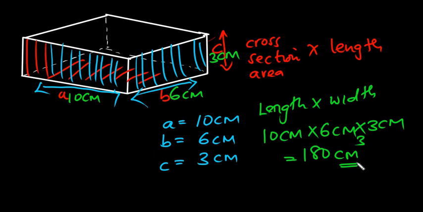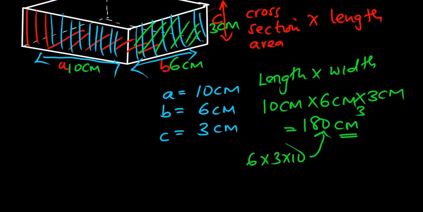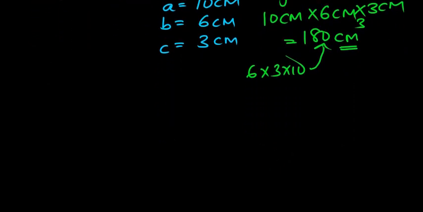Do not forget to indicate the units, that is cubic centimeters. Similarly, if we decided to take this face or this rectangle as the cross section, then the cross section area would be 6 times 3 centimeters, and then we multiply by the length, which is 10, and you see this will give us the same answer. So we can look at another example.